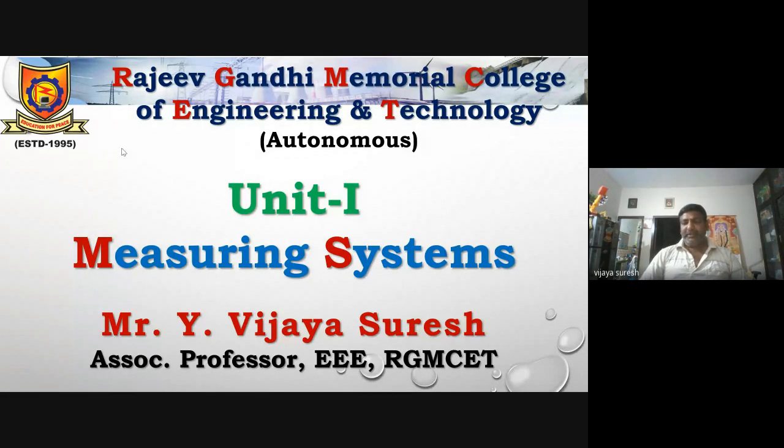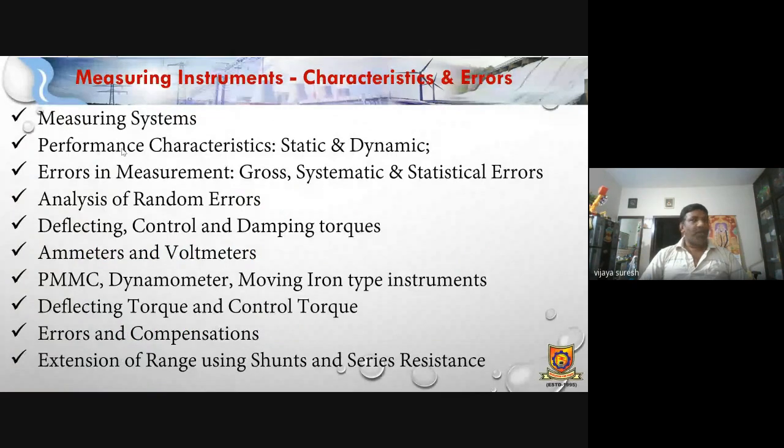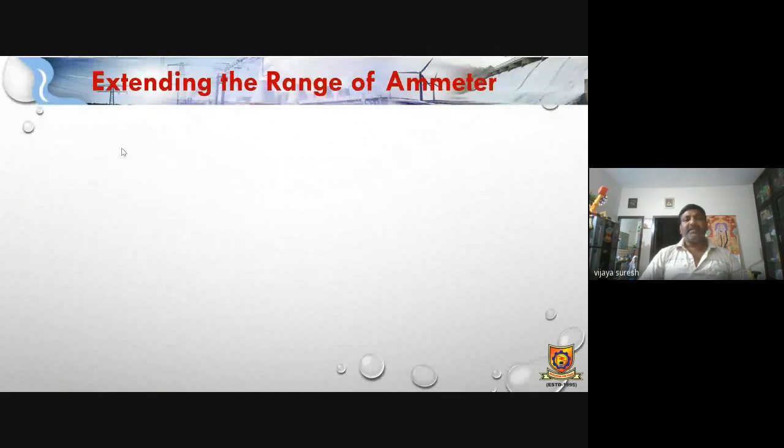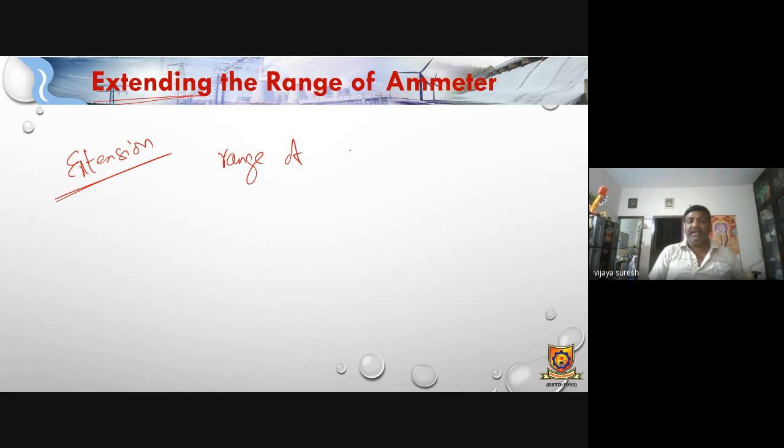Okay, today we are going to discuss a new topic, that is extending the range of meters. First of all, tell me why extension of meters is required. What do you mean by extension? Extension means extending the range of a meter. Because let us take an ammeter, which is going to measure current.